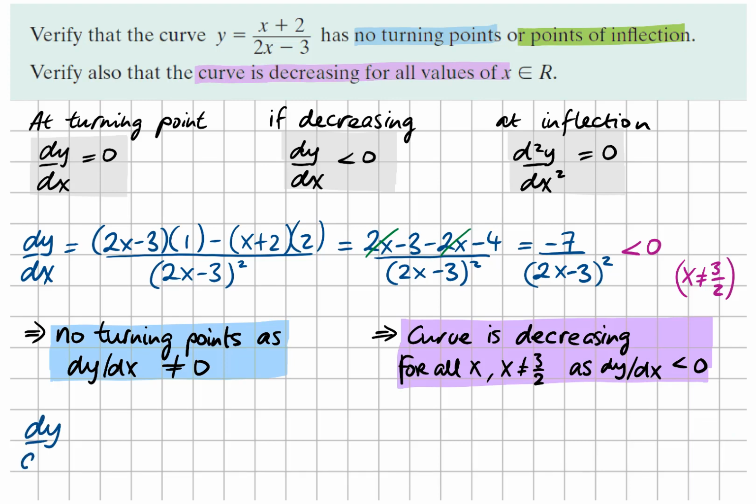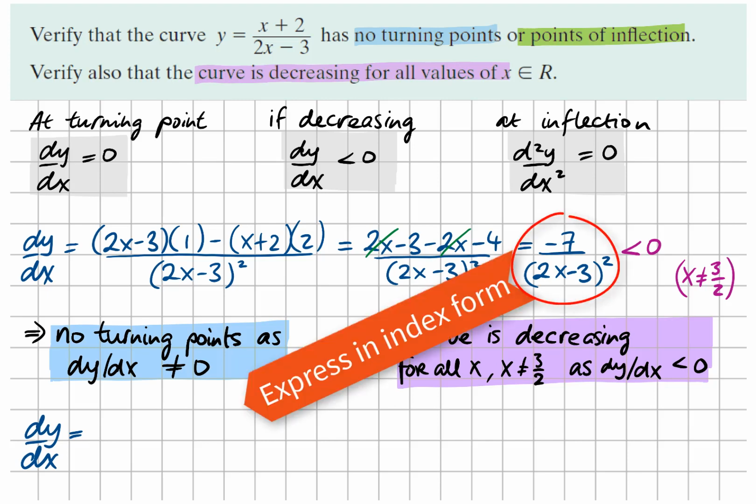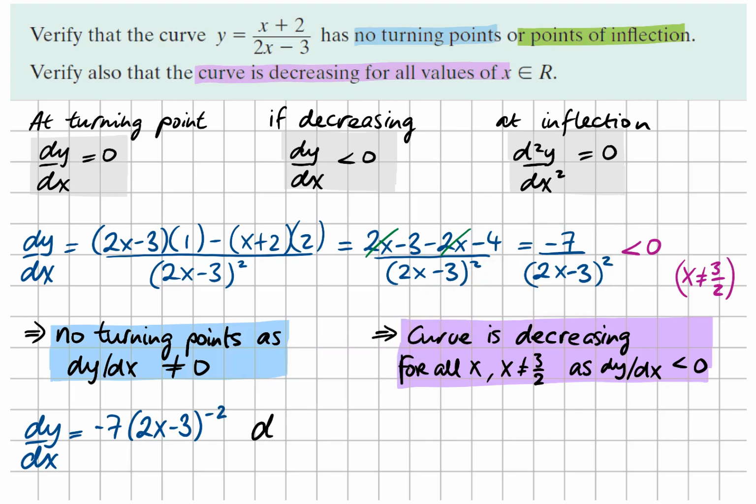In the second part of the question, for the point of inflection, we're interested in the second derivative. So I'm going to write out dy dx here first in index form, just because it's easier then to differentiate it. So it's negative 7 times 2x minus 3 to the power of negative 2. So we'll use the chain rule to differentiate this. The derivative of the outside would be, we'd multiply the negative 7 by negative 2, getting positive 14, reduce the power by 1, so it becomes to the power of negative 3, and then multiply that by the derivative of the inside, which is, the derivative of 2x minus 3 is 2.